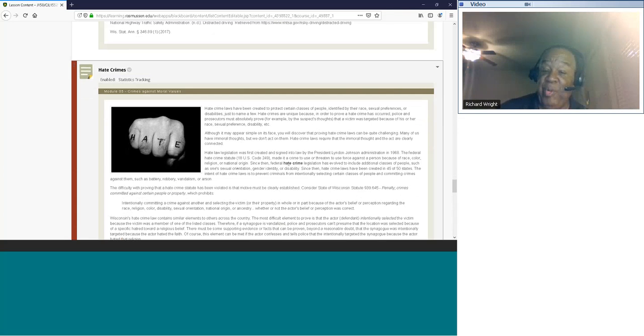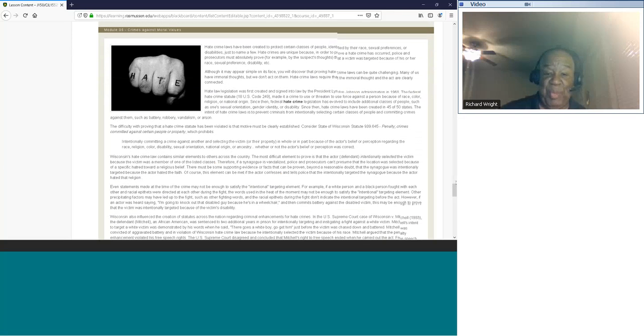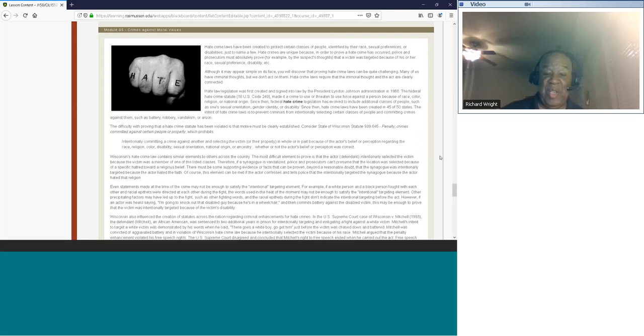Since then, federal hate crime legislation has evolved to include additional classes such as sexual orientation, gender identity, disability, and so forth. Now, many states, including Illinois, it says 45 out of 50 states now have hate crime laws. And simple crimes are elevated and the penalty is increased because you're doing it because of one of those reasons, such as the race, sex, national origin, and so forth.